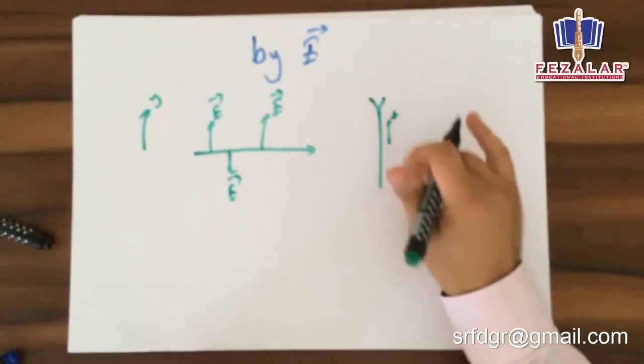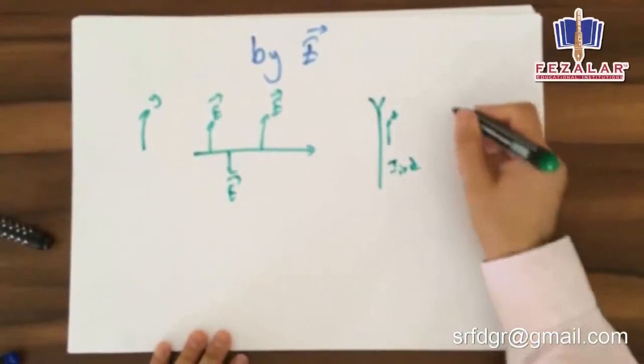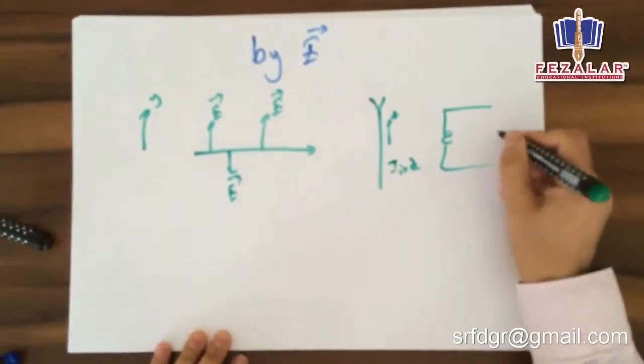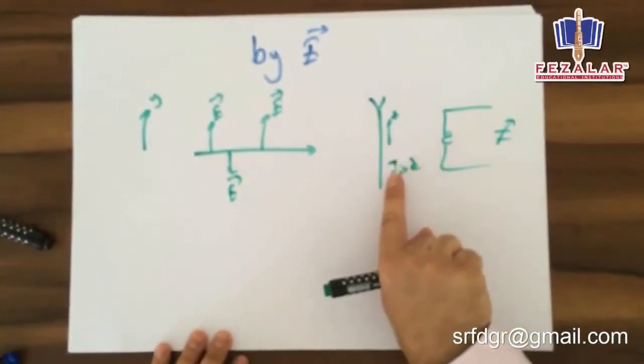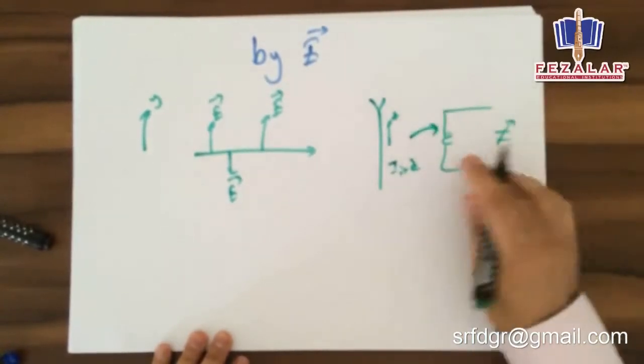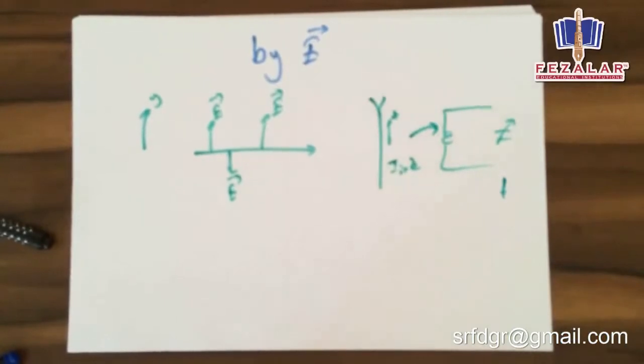So the varying electric field on the antenna produces induced current. Remember, reception. Induced current produces electric signals. Then you can set the required frequency and you can reach your goal.